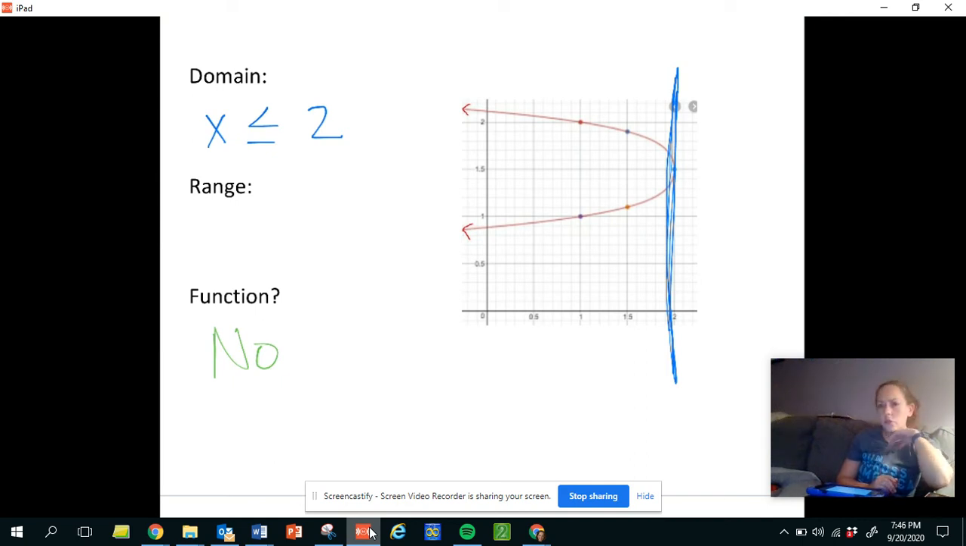For range, there is no upper or lower boundary because I have arrows in both directions. So when there's no boundary, that's when I say all real numbers.